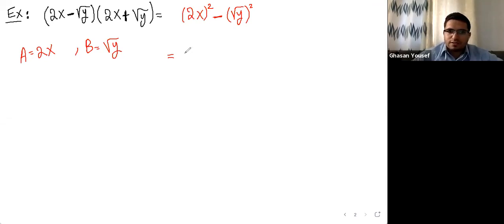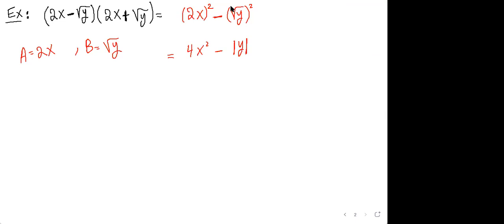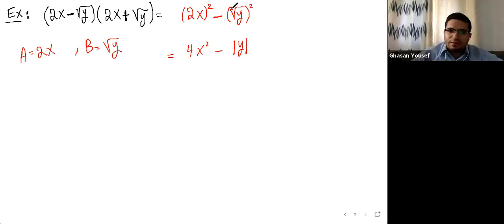What is 2x? Yes, 4x squared minus what? Y. Minus the absolute value of y. Why is it the absolute value of y? Because the square and the square root cancel? No, because I have an even power.